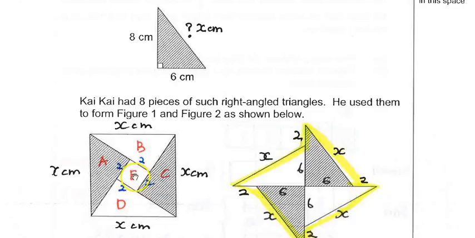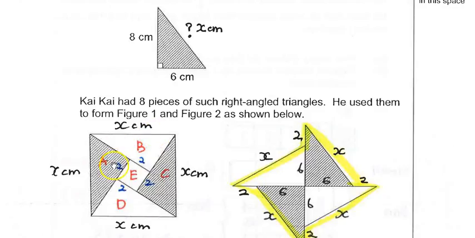Now, please note that A, B, C, D are of the same size. And E, how do I know the size of E? E is a square and it's 2 times 2. How do I know? Can you see? This is 8, right? This is 6. This is 8, this is 6. So this is 6, this one must be 2.